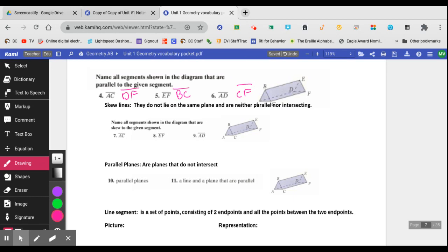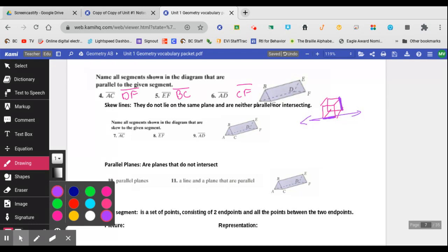Skew lines do not lie on the same plane and are neither parallel nor intersecting. So for skew lines, we really have to think about something that's three-dimensional. So if I make a three-dimensional box here in pink, and then this line and this, while those are line segments, if we extend the lines themselves, because they are on different planes, they will never cross, they are what we would call skew.